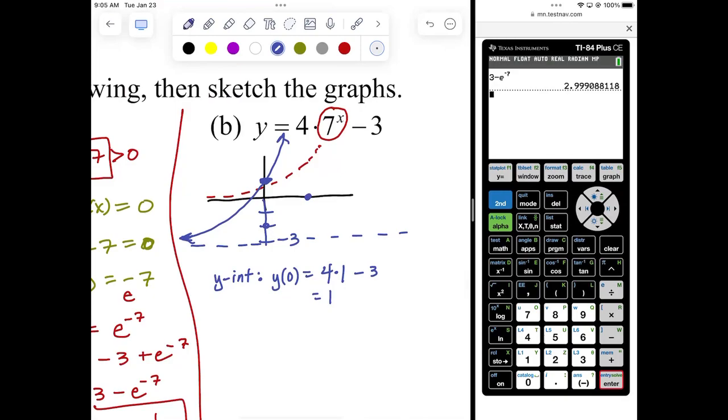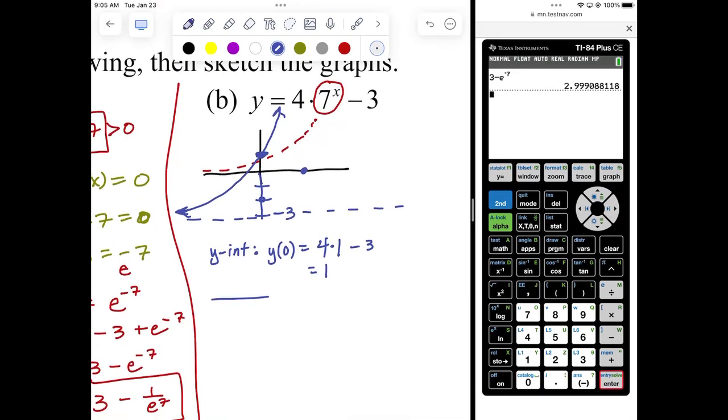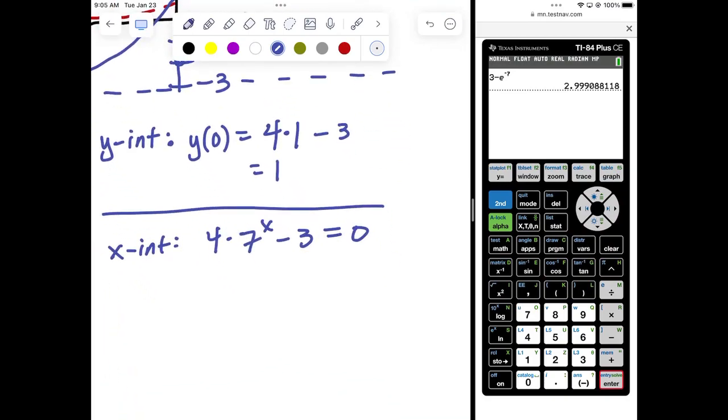All right. Let's find the x-intercept now. For the x-intercept, we're going to set the whole thing equal to 0. 4 times 7 to the x minus 3, we set it equal to 0. Now we're solving an exponential equation, which again, previous to this section, we'd have to find the decimal by graphing and finding the x-intercept. Not anymore. We can now find the exact value. We'll add 3 to both sides. We'll divide through by 4.